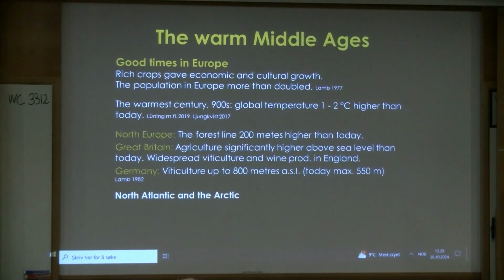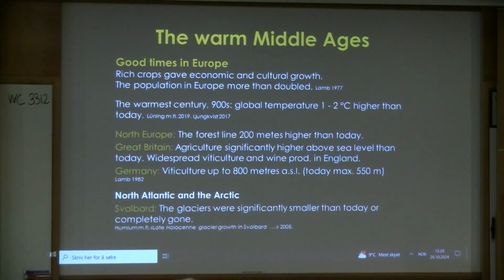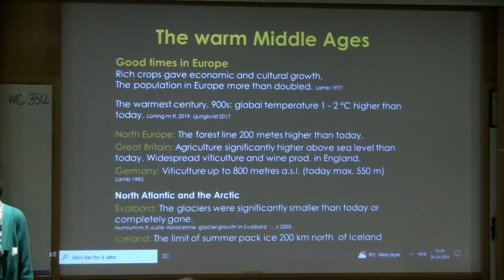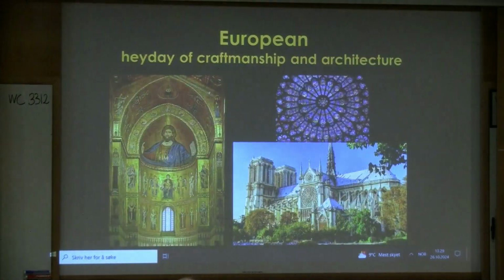In the North Atlantic and in the Arctic, the glaciers in Svalbard were significantly smaller than today, or completely gone. And in Iceland, the limit of summer pack ice was only 200 kilometers north of the island. Today it's 400 kilometers north of the island.